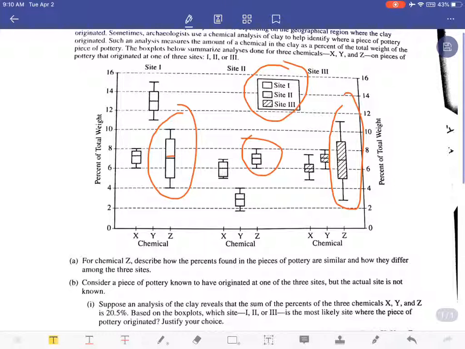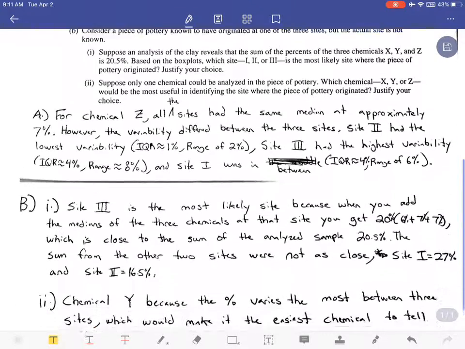So they're saying that we have this piece of pottery, you add up all the chemicals together, it's 20.5. So we want to see which site, if we add up our best guesses to where the average or the center is for all those sites, which one's going to be closest to the 20.5. So we want to add up the medians because the center is like our best guess of where the average or center is. So you want to make sure that you add up the medians on this. So if you added up the medians for site 1, it was a lot higher. Scroll down, see what it came out to.